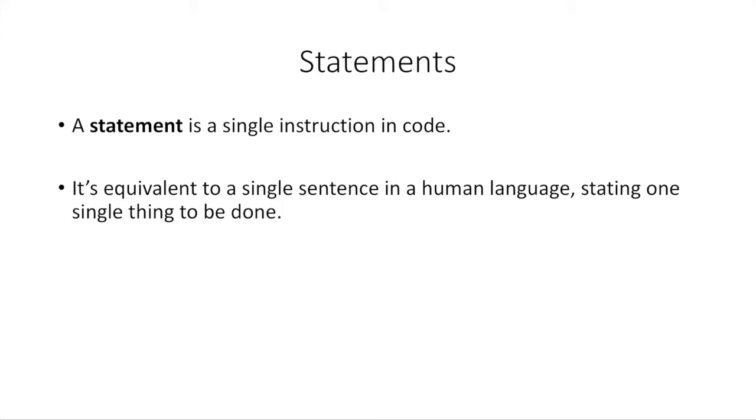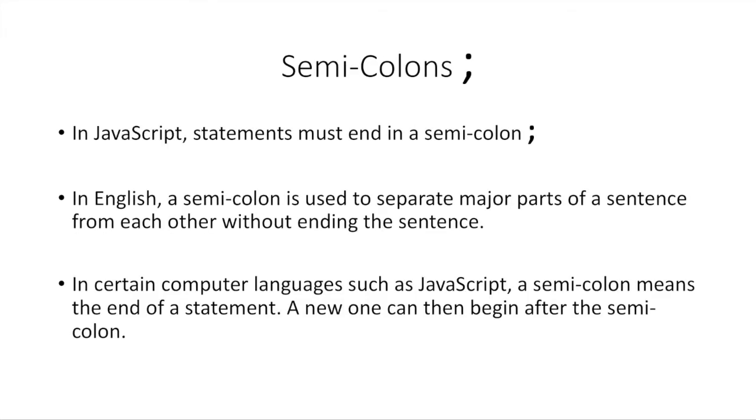Okay, let's go a little bit into more of the details of code. So code itself is broken down into different statements. A statement is a single instruction in code, a single instruction concept of what you're trying to get the computer to do. It's kind of equivalent to a single sentence in a human language, stating one single thing to be done. We break down our languages in sentences, and you're expressing a single concept and then you're done. And then the next sentence starts and you express another concept and then you're done. In computer code, this is the same thing. A statement is just one concept being given to the computer to execute, and then you're done.